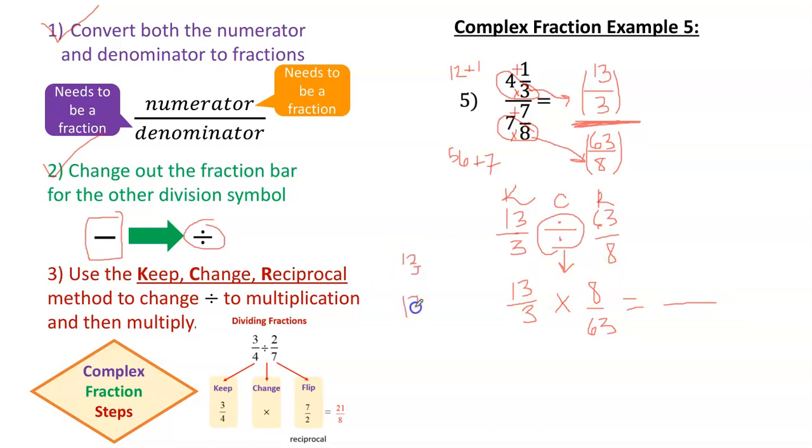Well, let me try that again. That looks a little bit better. 3 times 8 is 24. Carry the 2. 1 times 8 is 8, plus 2 is 10. 13 times 8 gives me 104. Then I need to multiply 3 by 63. Three times 3 gives me 9, and 6 times 3 gives me 18. So we have 189.